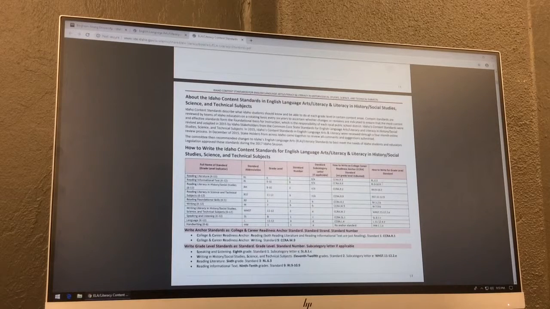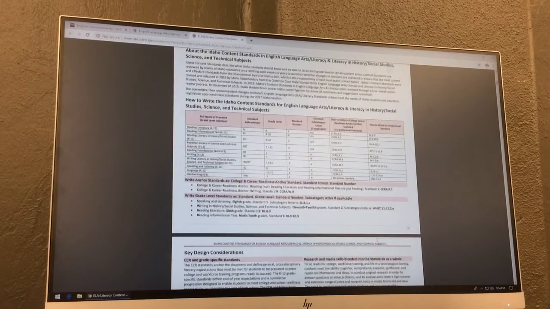How to write the grade level standards. This one, for instance, would be a standard about reading literature for 6th grade, standard 3. Coming down here, the writing standard would be writing 7th grade, standard 9, subcategory B. That's how to identify which standard we're looking at. Alright.